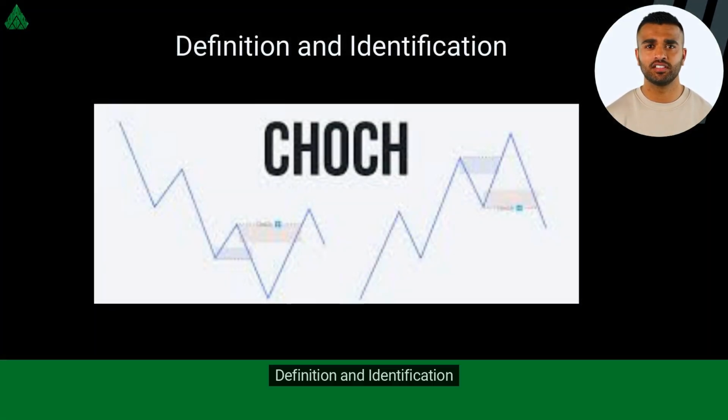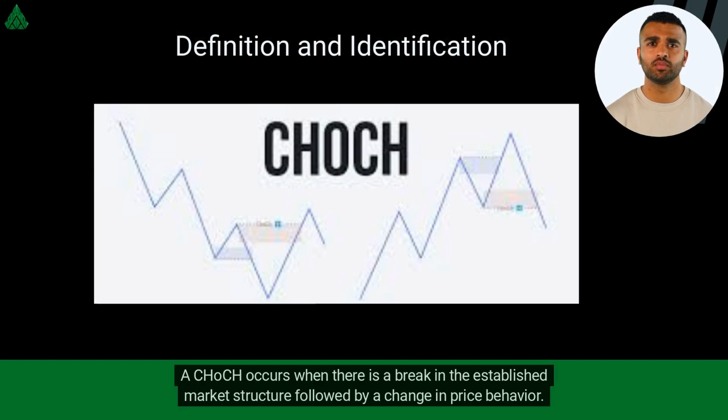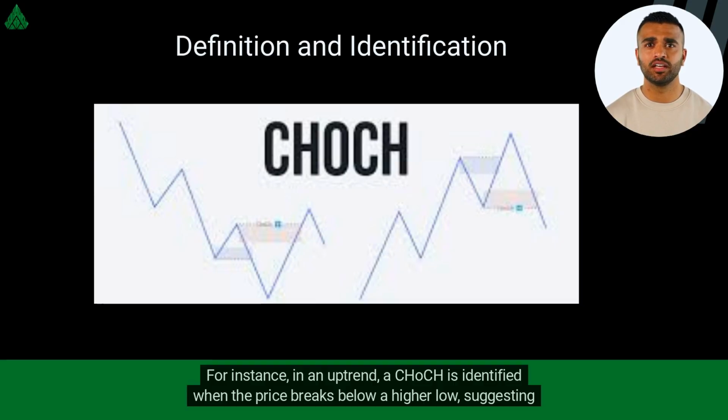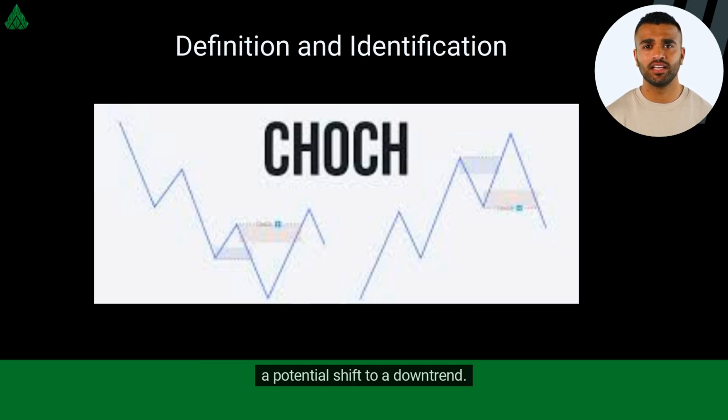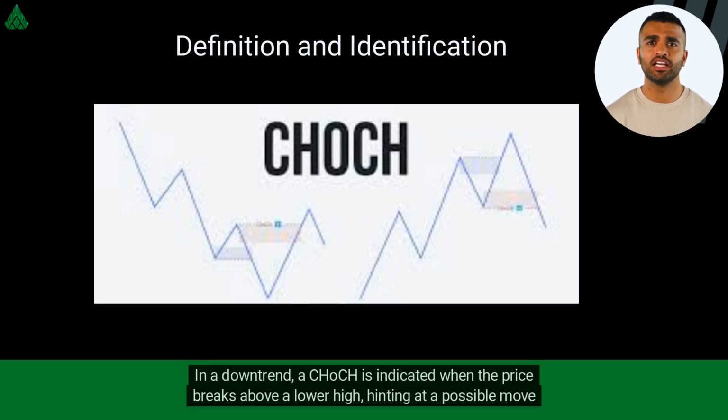Definition and identification. A CHOCH occurs when there is a break in the established market structure followed by a change in price behavior. For instance, in an uptrend, a CHOCH is identified when the price breaks below a higher low, suggesting a potential shift to a downtrend. In a downtrend, a CHOCH is indicated when the price breaks above a lower high, hinting at a possible move to an uptrend.